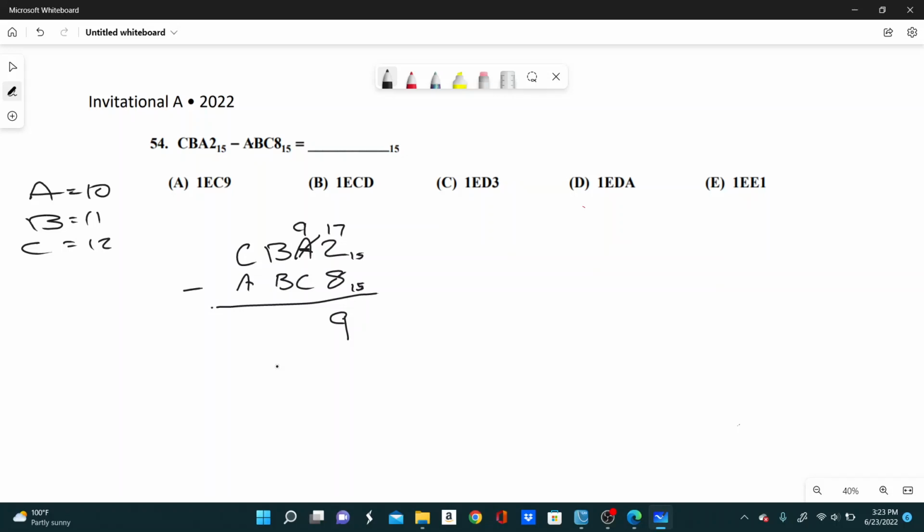In reality, what you could do right here is look at your answer choices, and you could see that only A has 9 in the ones digit, and you could just pick A right away. But for the sake of the problem, I'm just going to keep subtracting.